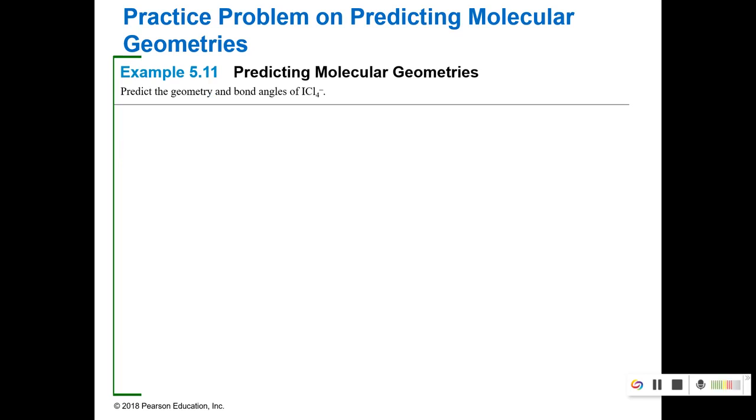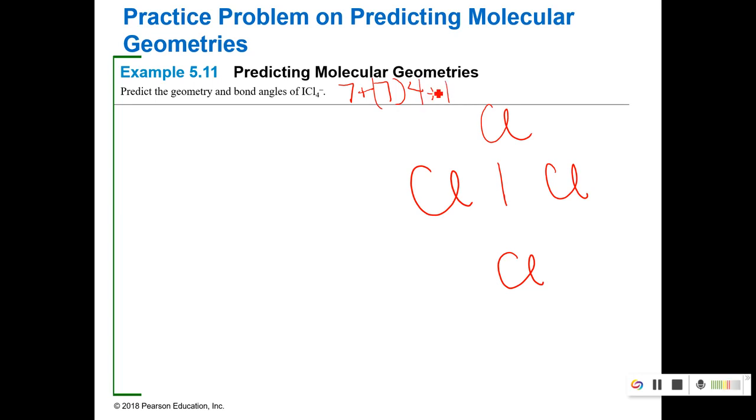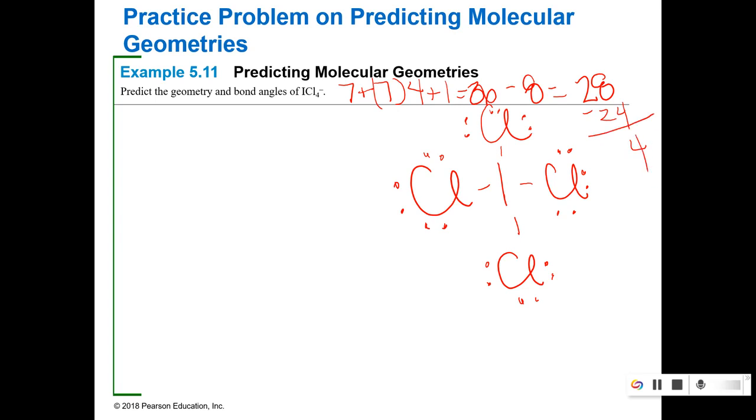Okay, let's do another one. ICl4 minus. Okay, I've got 7 plus 7 times 4 plus 1 is 36. I'm going to bond. I've used 8. That is 28 dots. Sorry, that was 24, y'all. So I've got 4 left.